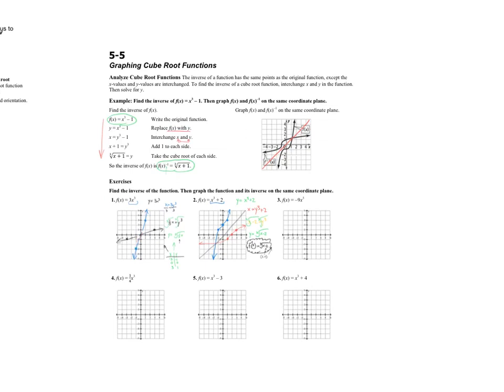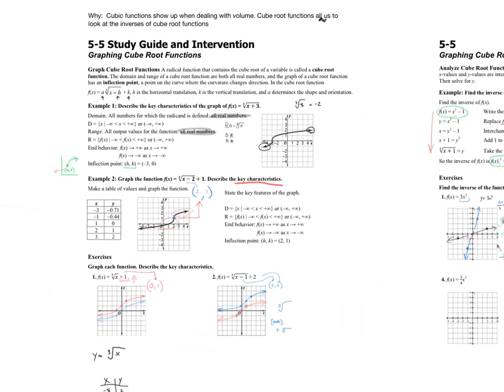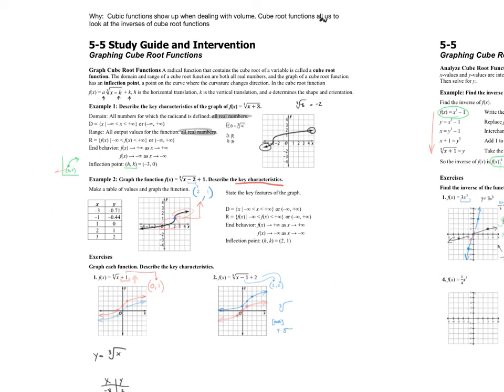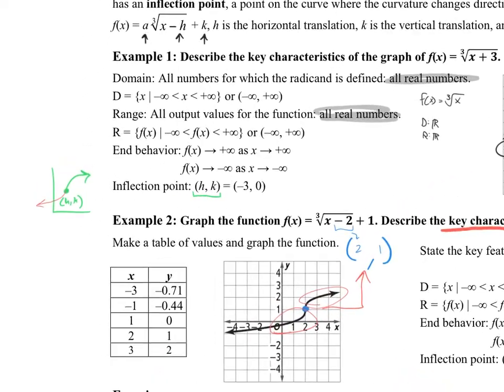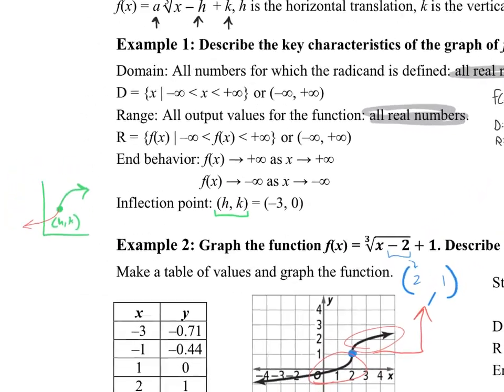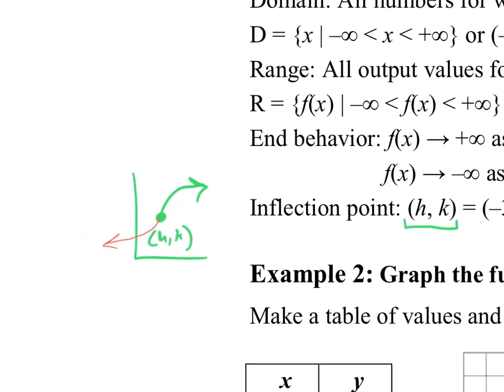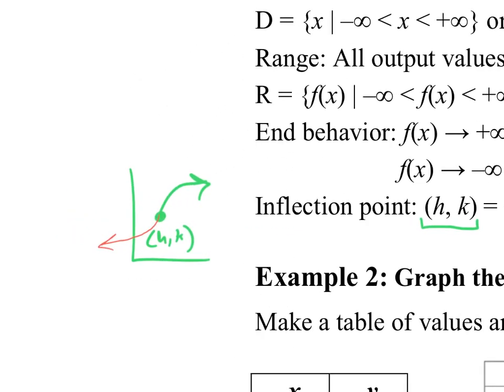Cube roots aren't going to be as prevalent for us in terms of how much time we spent studying square roots, because their domain and range isn't as interesting. As we noted, it's always all real numbers. The only thing that we have to track are those inflection points. So that's why we spent less time here on cube roots than we did with square roots, because it's more so just continuing on with looking at h and k and how that shifts our graph left and right and up and down.